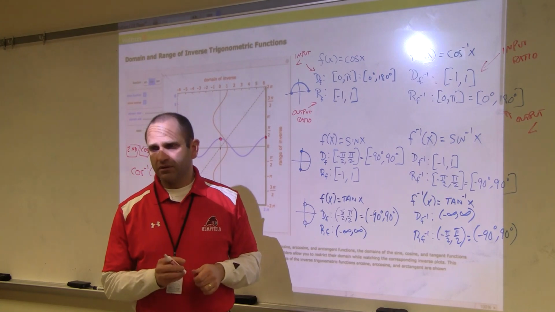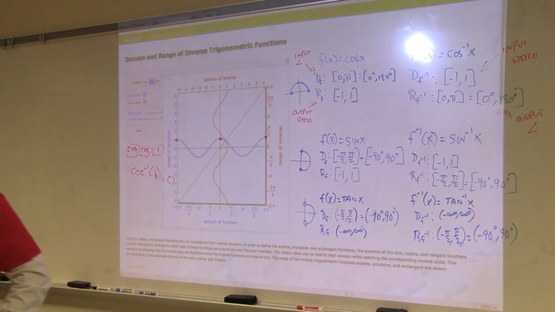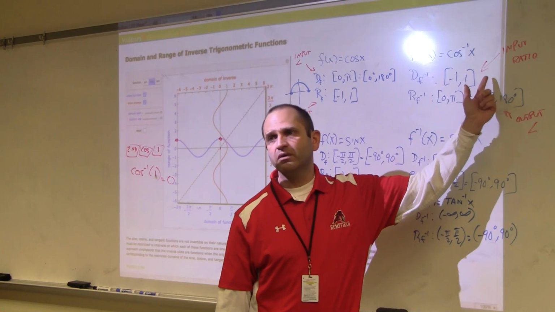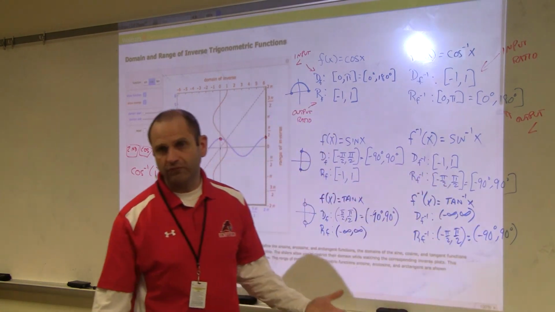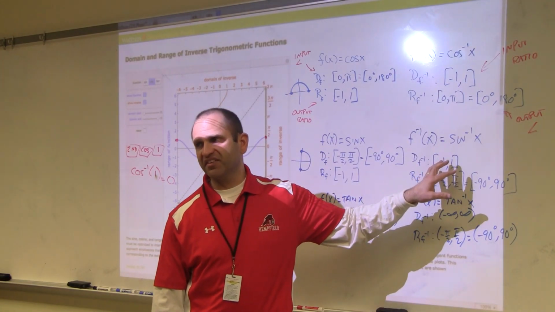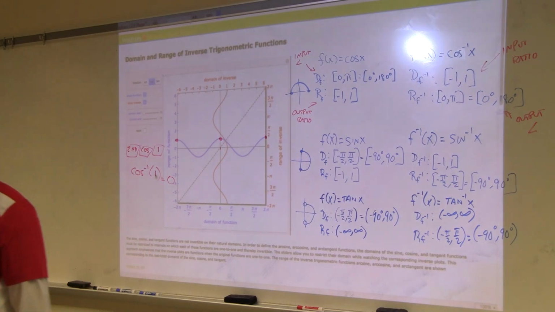So the output of the inverse, yeah, here it is. For an inverse function, you input the ratio, and you get out the angle. Right? The ratios have to be between negative 1 and 1 inclusive for sine and cosine, but they can be anything for inverse tangent. Okay?